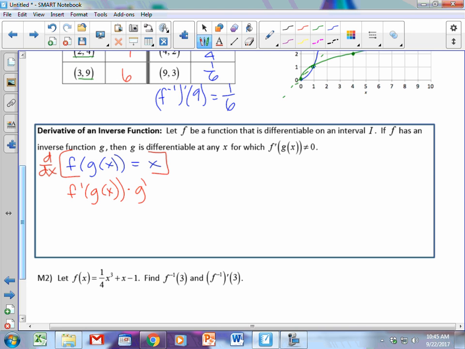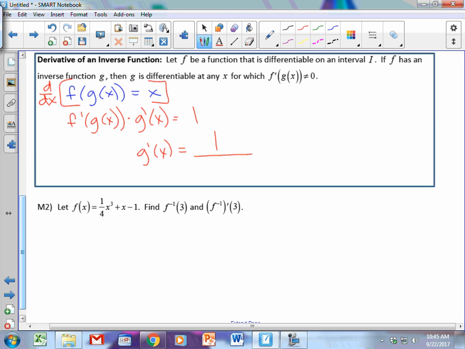You guys have seen this notation before from Cal 1, right? That's the derivative of f of g of x. This chain rule equals 1. And what if I'm trying to figure out, well, what is g prime of x equal? What is the derivative of the inverse? What could I do? Very good. So g prime of x is going to equal 1 divided by f prime of g of x, right? This is what we're going to be using to help us figure out derivatives of inverse functions.